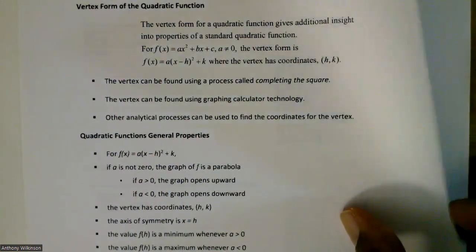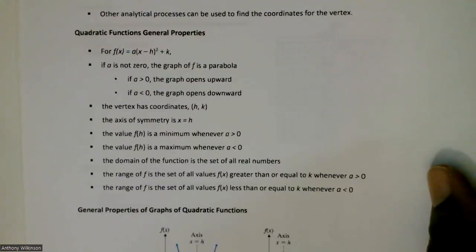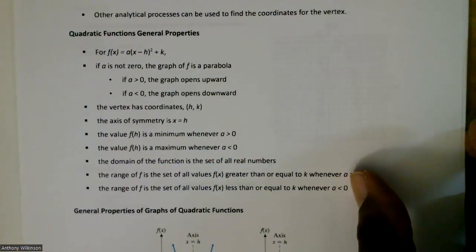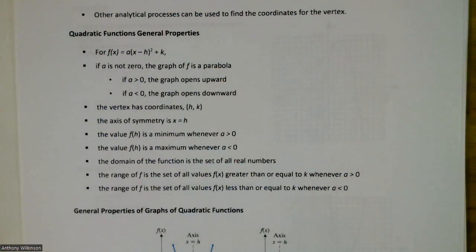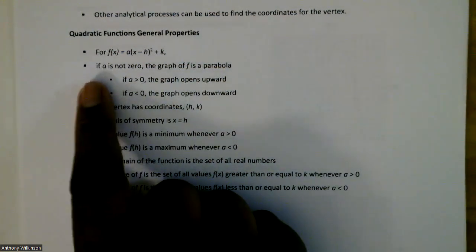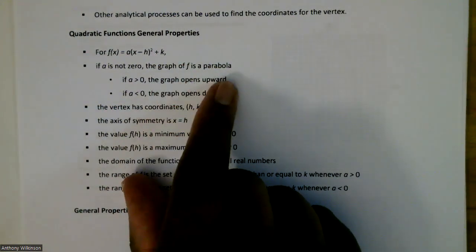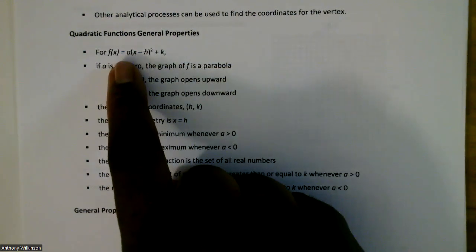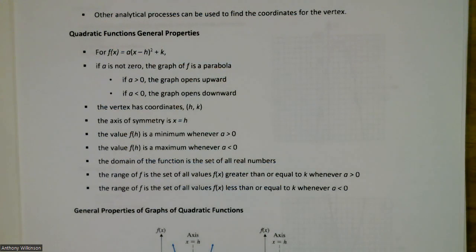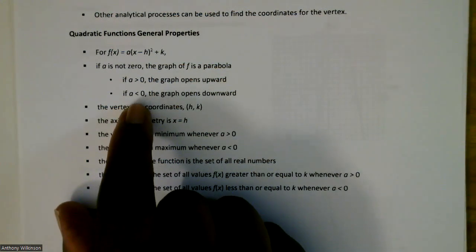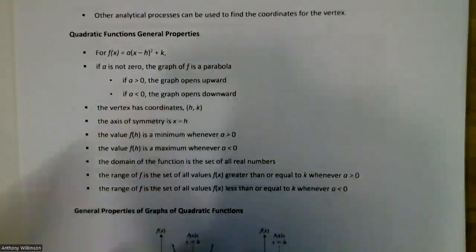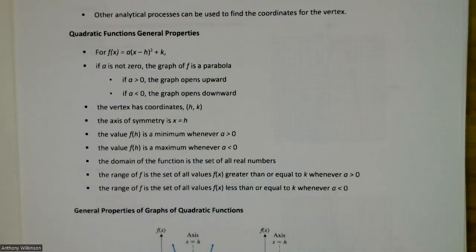All right, so here's some properties of quadratic functions here. When you have f of x is equal to a times the quantity x minus h squared plus k, if your a is not equal to 0, then the graph of f is a parabola. Now, if your a, which is the number in front of the parentheses, is positive, your graph will be opening upward. Or if a is less than 0, if it's negative, the graph opens downward. The vertex has the coordinates h comma k.